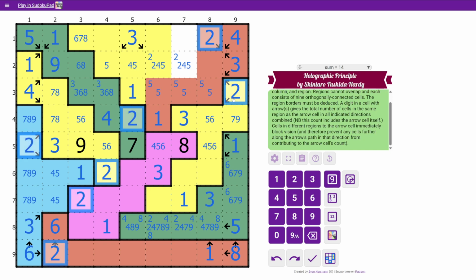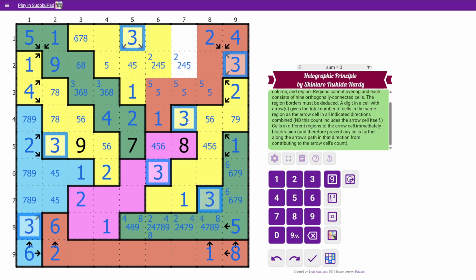Let's just recheck. 2s right quickly. Just here and here, I think. 3s. 3s. Maybe one of these, and one of those. 4s. Oh, we only have 3 4s.